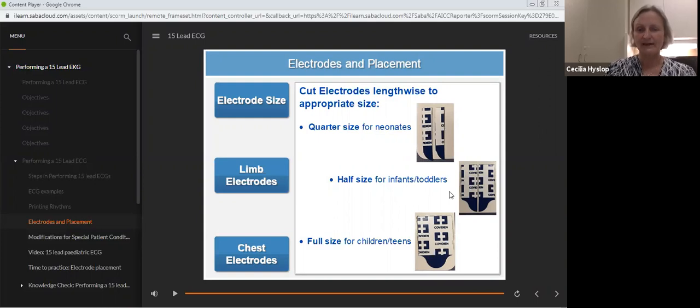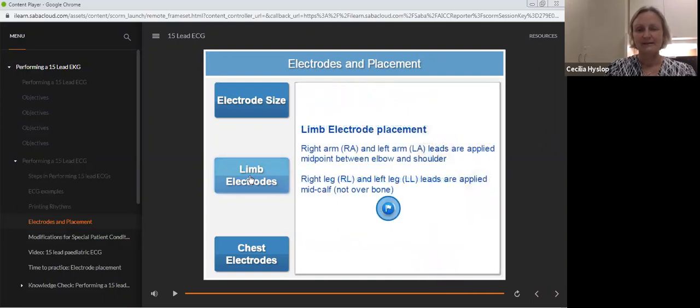So again, we have half size and full size for infants, toddlers, and then children. So the right arm and the left arm leads are applied midpoint between the elbow and the shoulder. So really we're putting it halfway between here and here. In the legs, they're applying mid-calf, so not over bony area, but over the tissue.